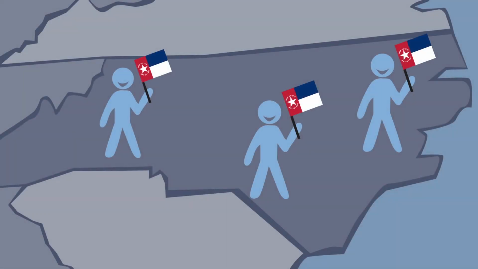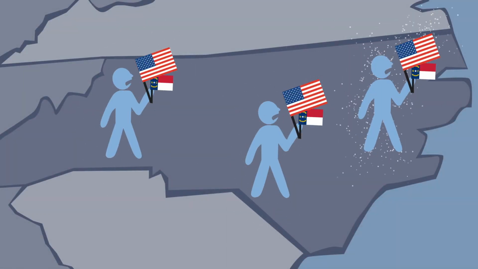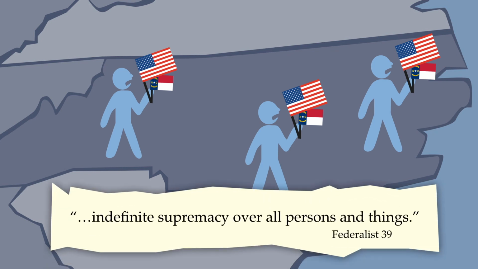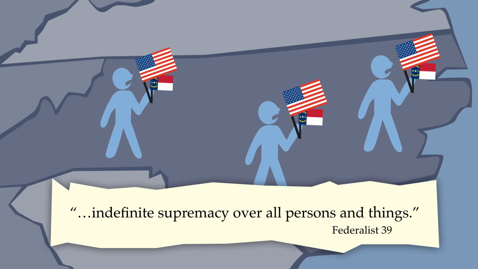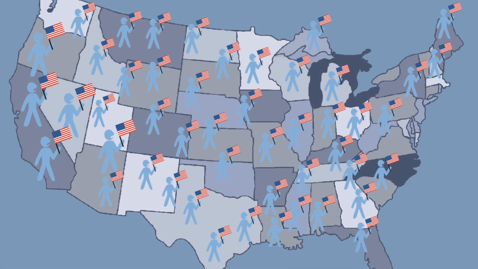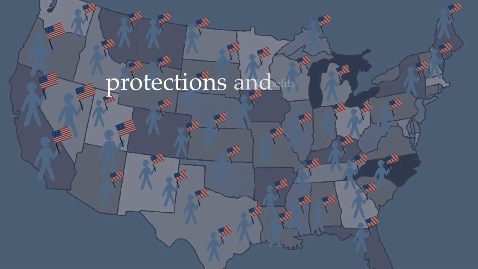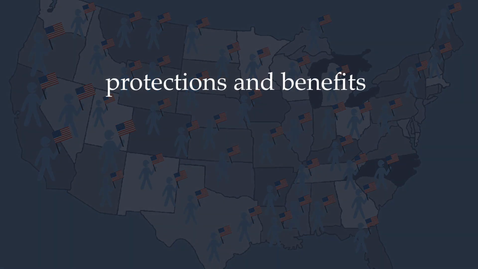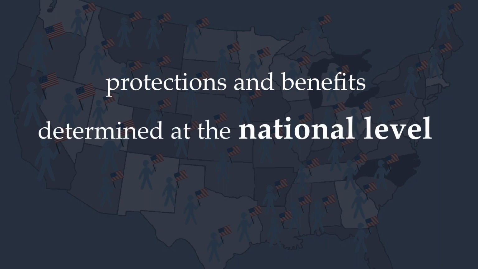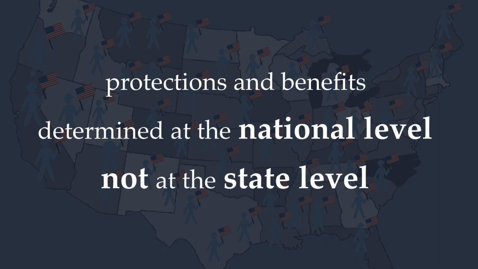The Reconstruction Acts eliminated state citizenship and inverted American government, creating a new national, indefinite supremacy over all persons and things. Today we see fully nationalized states, all comprised of a nationalized, homogeneous citizenry, whose protections and benefits, however defined, are determined at the national level and not strictly at the state level as they once were.